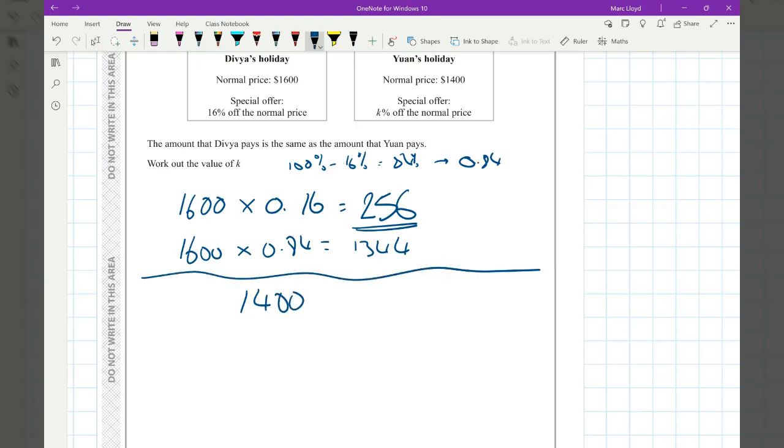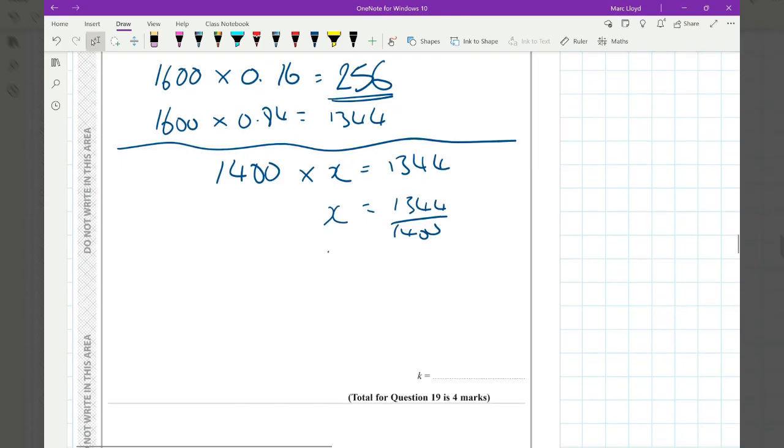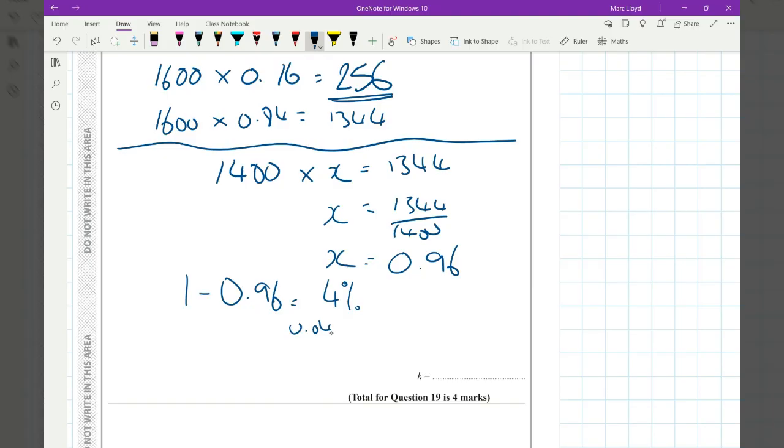So Juan was going to pay 1,400. He then got a discount, and it's now worth 1,344. If we divide 1,344 by the 1,400, it's going to tell me what the multiplier was. And then all we need to do is work out what that discount was. Lovely. So what percentage has come off? Well, we should know that. But if we take this away from 1, we get 0.04. So k is equal to 4.